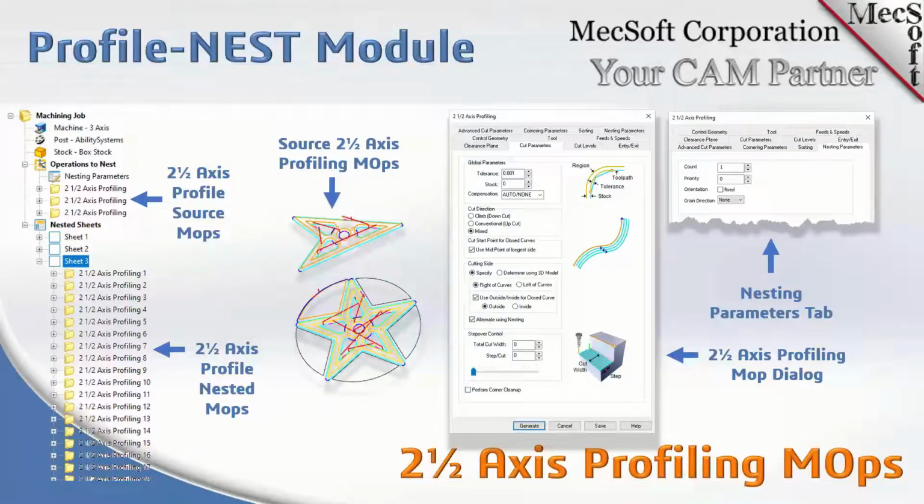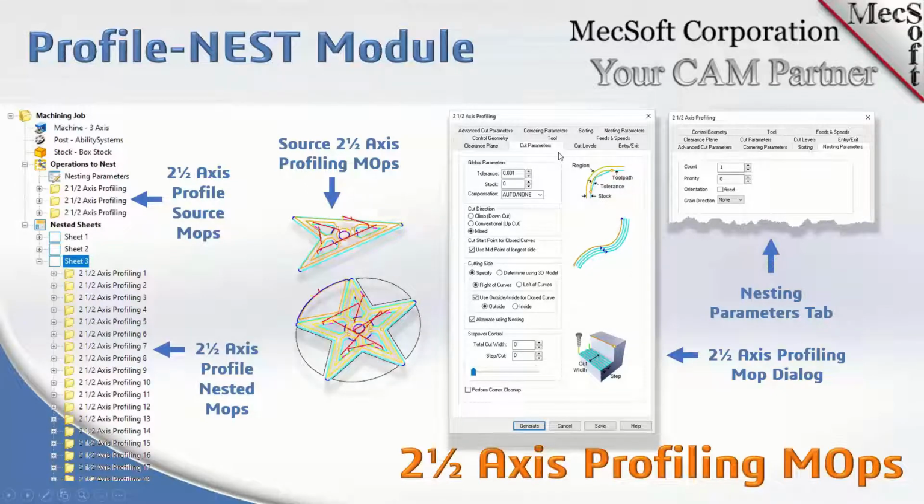Now we're going to talk a little bit about 2.5 axis profiling. Like I mentioned before, to really get an in-depth view of 2.5 axis operations, go back and look at the April and May webinar series, where we talk a lot in depth on 2.5 axis. But briefly, what we have on the screen here is for creating 2.5 axis operations specifically for the profile nest module. Obviously you will have your parts that you're going to nest, and over here on the right, we see the 2.5 axis profiling operation dialog.